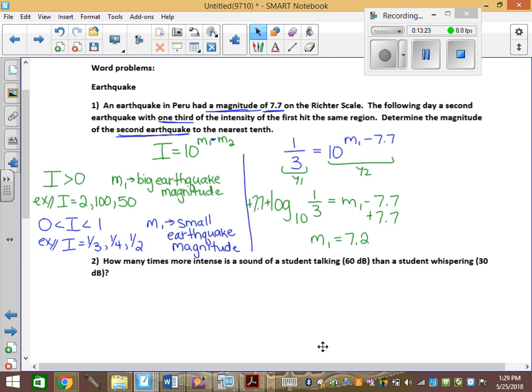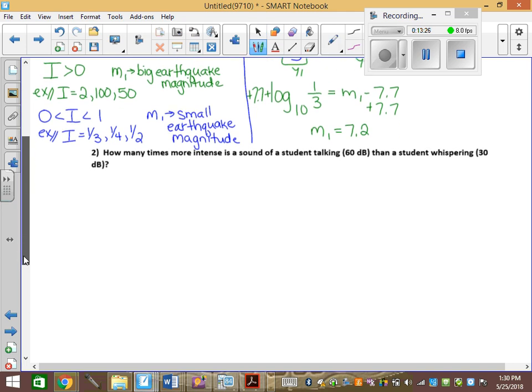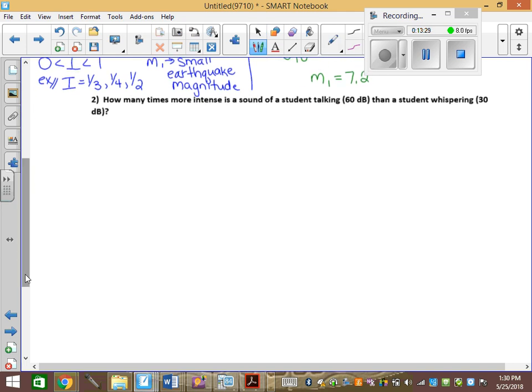Okay, last word problem is about decibels. So we want to know how many times more intense. Now the catch is we use the same formula. Instead of M1 though, we can label it B1 and B2. Follows the same rules, but B stands for bells because this formula only works for bells, not decibels. So even though it's 60 decibels, we're going to put in 6.0 bells. And even though it's 30 decibels, we're going to put in 3.0 bells.